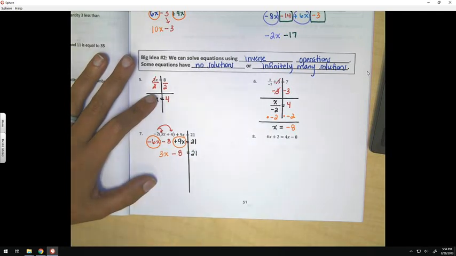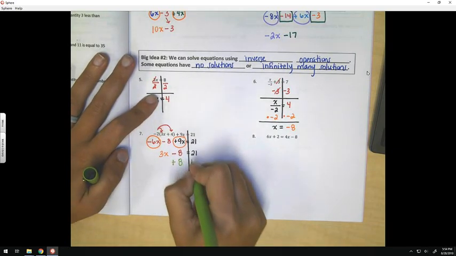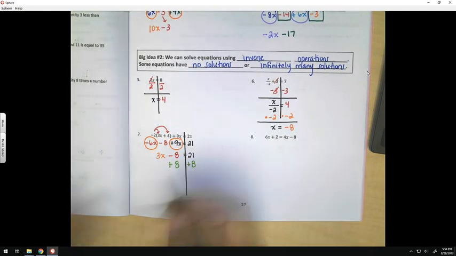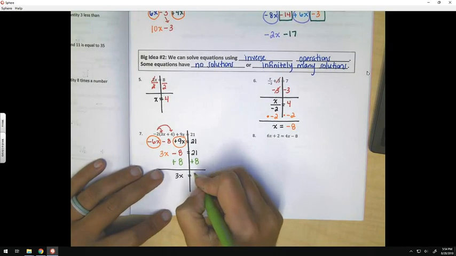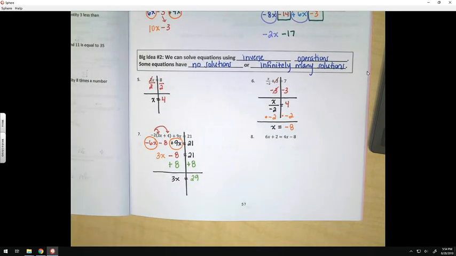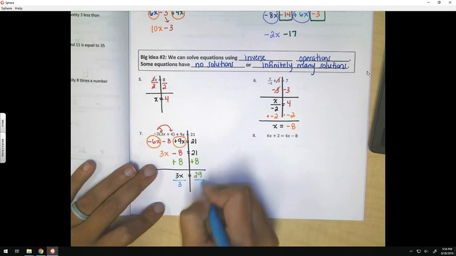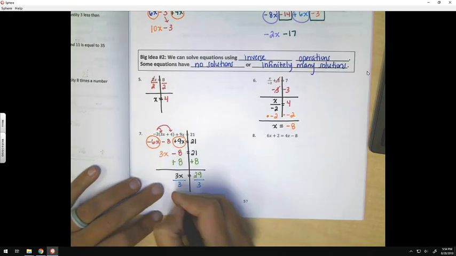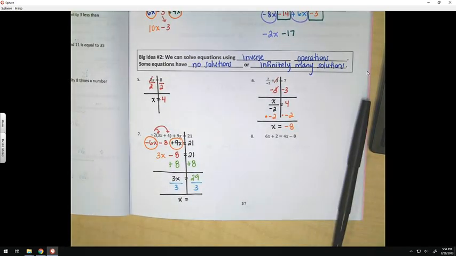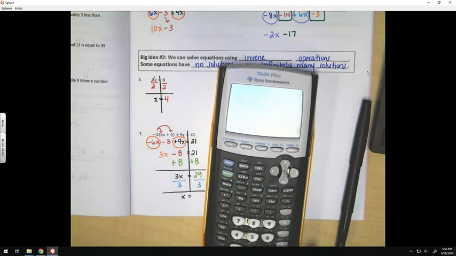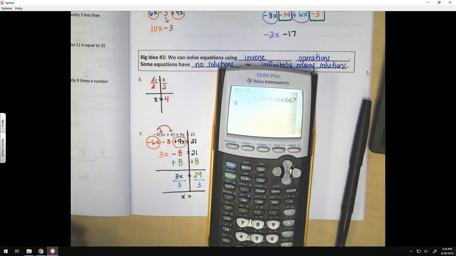Next, I'm going to add 8 on both sides. So I'm going to get 3x equals 21 plus 8, which is 29. And then I'm going to divide by 3. So if I divide by 3 on both sides, I get x equals 29, I got to get my calculator out now, 29 divided by 3 would give me 9.67.